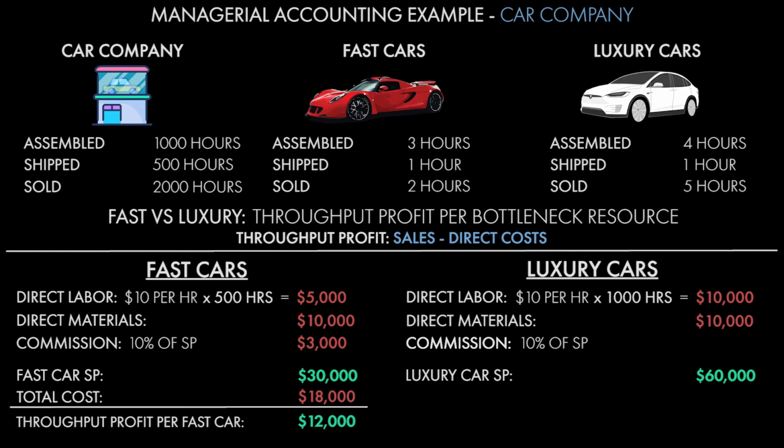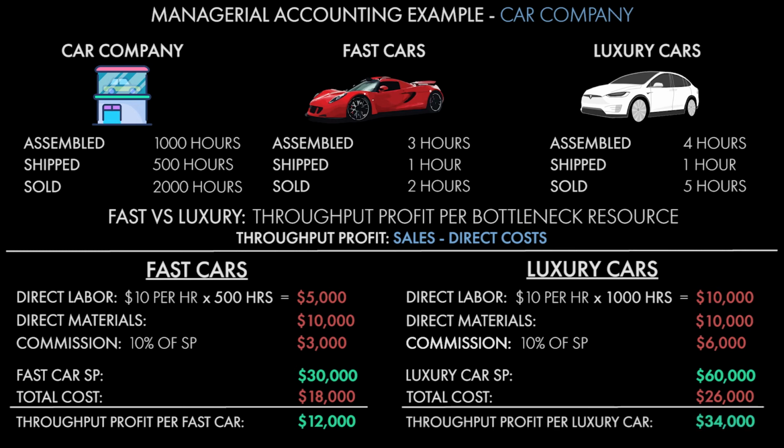per fast car. A luxury car's direct costs are going to be $10,000 in materials, $10,000 in labor, and $6,000 in sales commission, for a total of $26,000. But we sell luxury cars for $60,000. So $60,000 minus $26,000 gives us $34,000 in throughput profit per luxury car. Now that was just figuring out throughput profit.